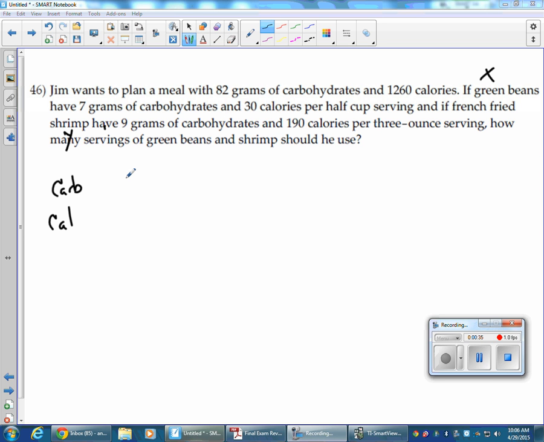So for the green beans, they have 7 grams of carbohydrates per serving. So 7 times x, where x is the number of servings. Like if I had 2 servings, it'd give me 14 grams of carbs. If I had 10 servings, that'd give me 70 grams of carbohydrates. So 7 times x plus, and then the shrimp have 9 grams per serving, so 9 times y. Y is the servings for shrimp, and he wants to have a total of 82 grams of carbohydrates.